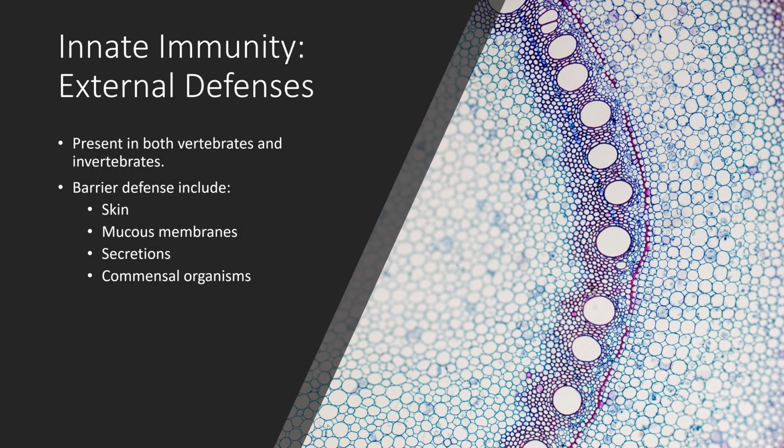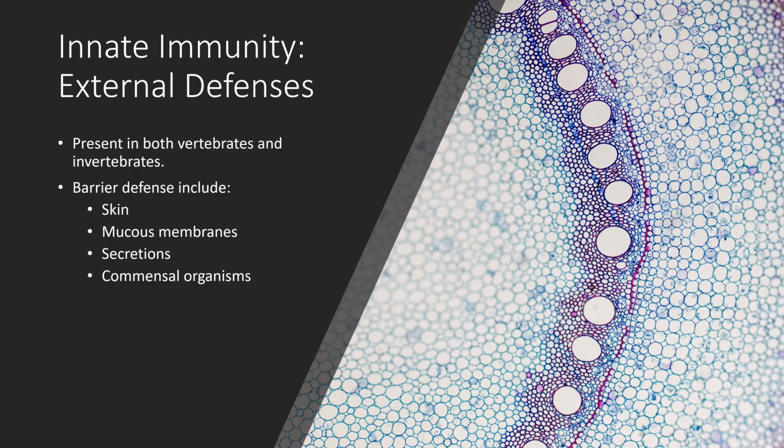The innate system contains both external and internal defenses. For external defenses, you have the skin as a protective layer covering the body of the organism. Mucous membranes are found in the digestive, respiratory, urinary, and reproductive tracts, which secrete mucus that traps microbes. Next, we have secretions. An example of that is your tears and saliva, which help wash away microbes.